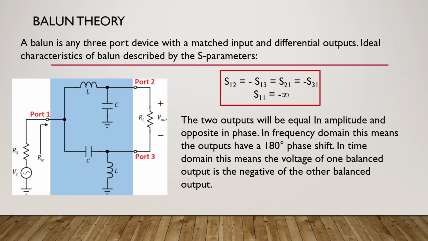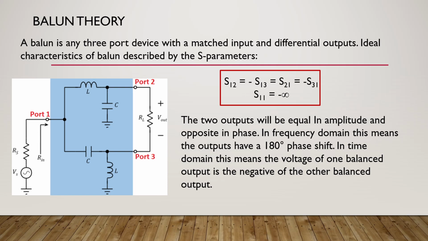Ideal characteristics of the balun are described by the S parameters as shown below. The relationship of insertion loss is given as follows. S12 equals minus S13 equals S21 equals minus S31. The return loss S11 equals minus infinity.